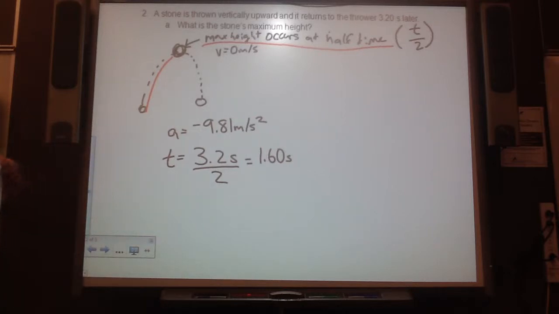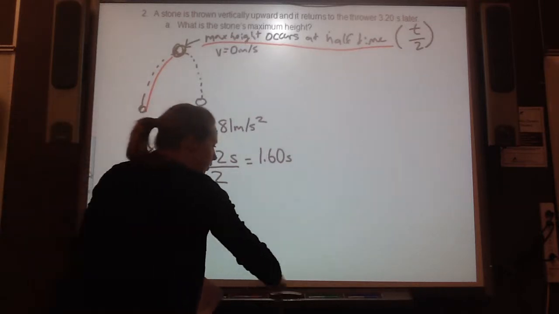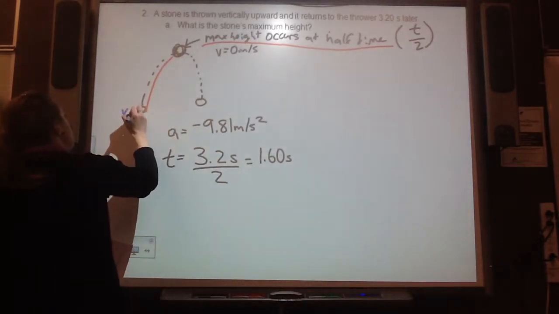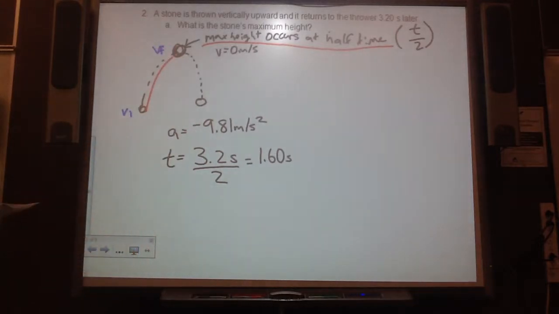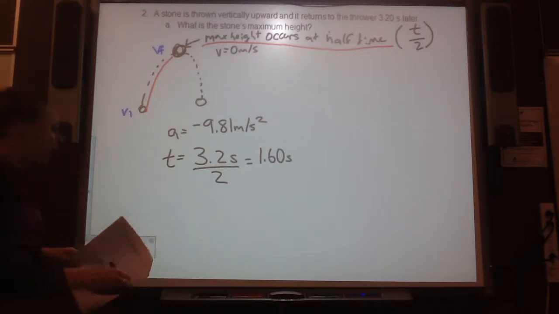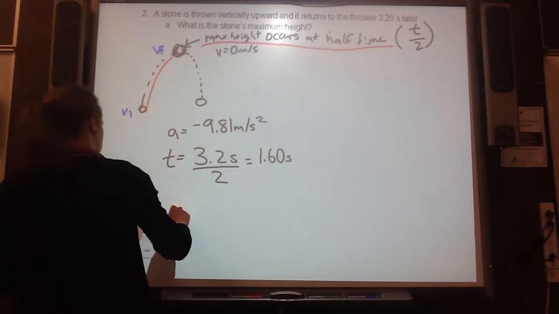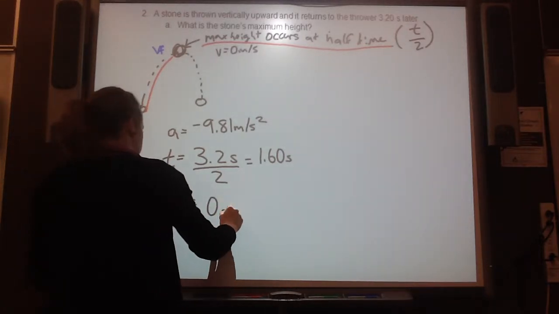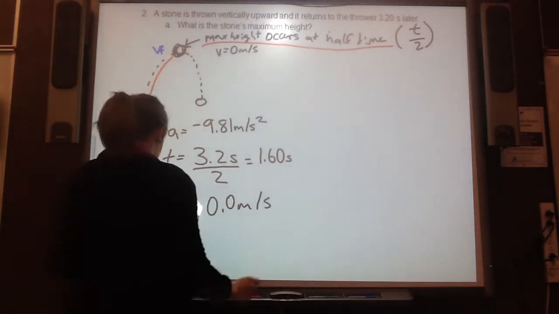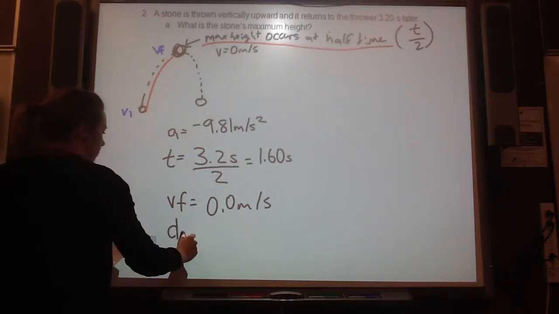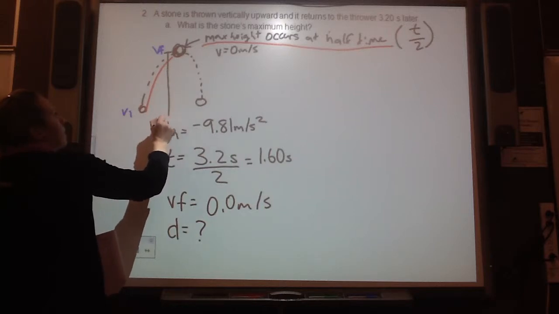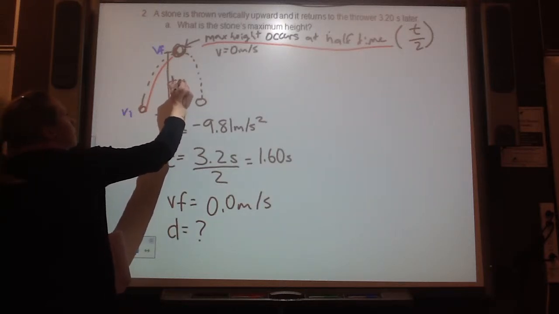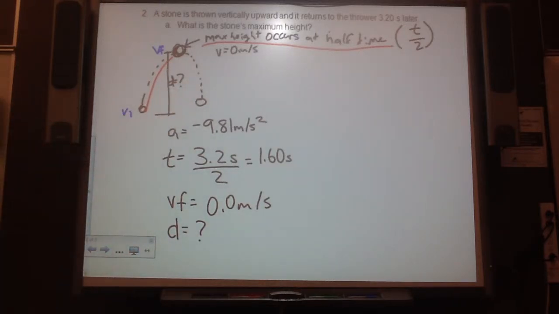In reference to this question, this is vi and this is vf. I know vf is equal to 0.0 meters per second. And I'm trying to find my d. What is this maximum height? What is that d? That's what I'm trying to find.